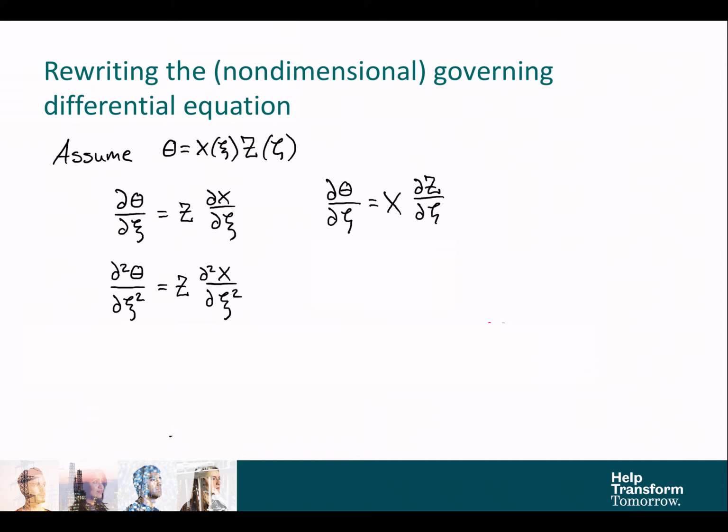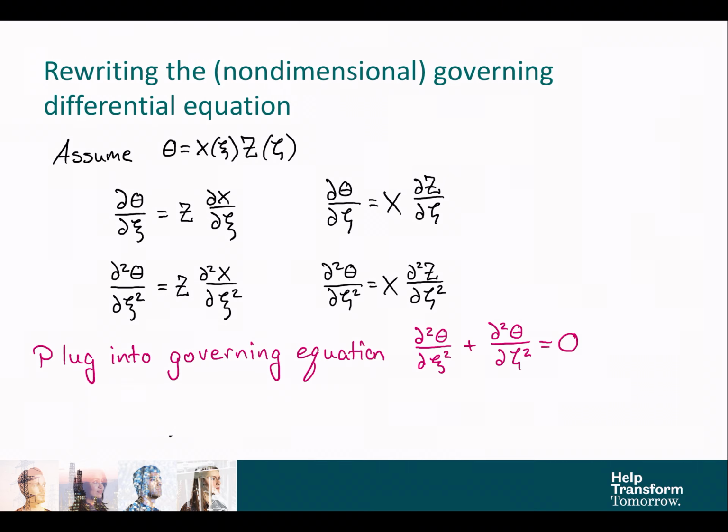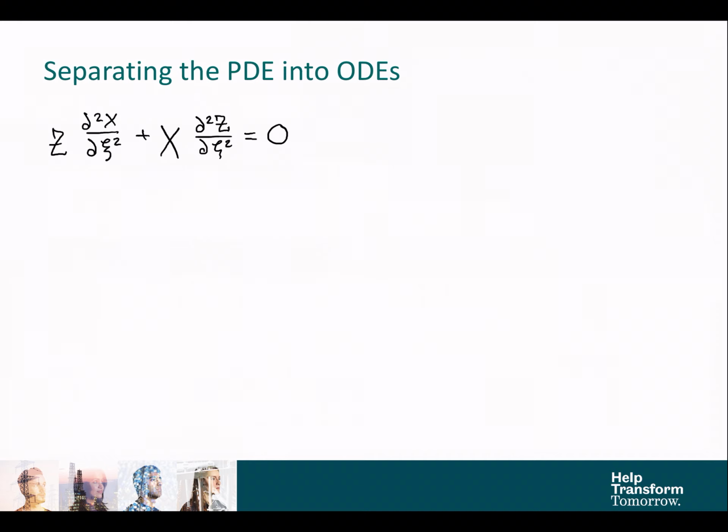If we differentiate theta with respect to zeta, in this case, capital X is a constant because it only depends on xi. If we differentiate again, we get the second derivative with respect to zeta. And now we're in the position where we can combine these two transformed expressions into our original governing differential equation. Plugging them in, we get what actually looks like a slightly more complicated form of the governing differential equation. But stay with me, it gets easier.